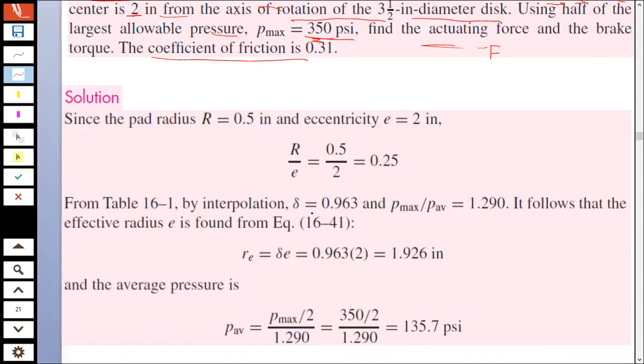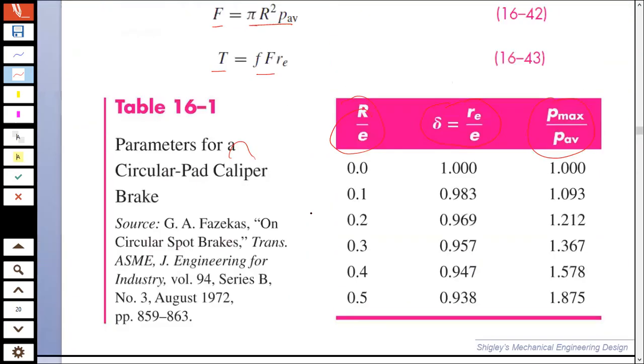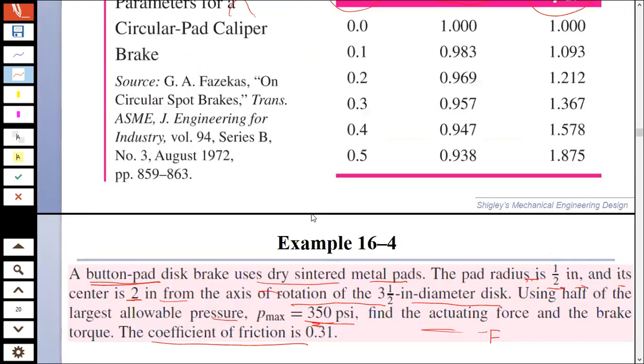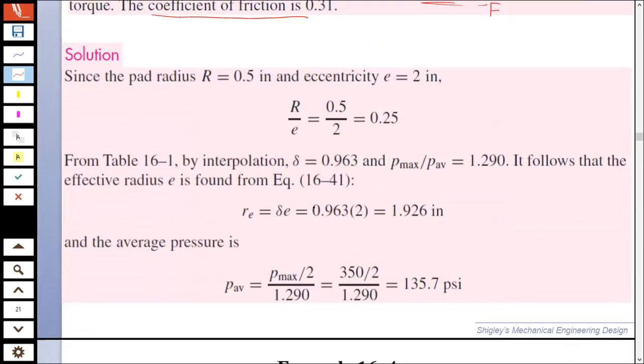Well, you already have formulas over here. You just need to plug in these values in there. Since the pad radius is 0.5, ठीक है जी. तो आपका R जो है, R over E क्या हो जाएगा, that will be 0.5 and eccentricity is 2. तो ये आपका R by E ratio हो जाएगा 0.25.